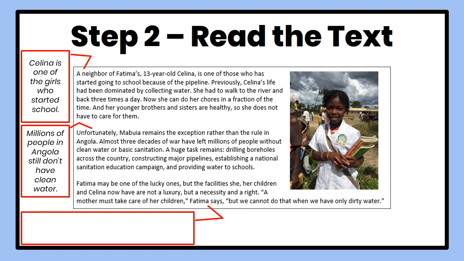Now we're at our last paragraph. Fatima may be one of the lucky ones, but the facilities she, her children, and Selena now have are not a luxury, but a necessity and a right. A mother must take care of her children, Fatima says, but we cannot do that when we only have dirty water. Jot down what you think this paragraph might be about. Make sure to look back in the text.